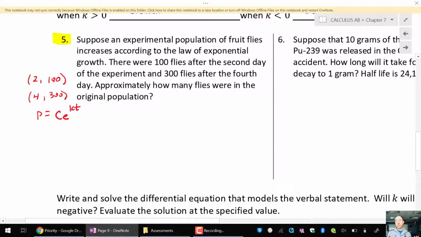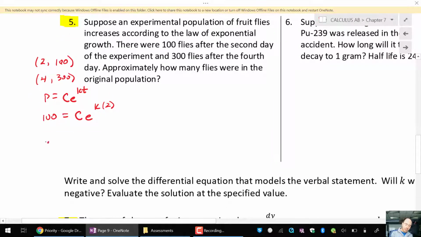and then at time 4 days later, we had 300 fruit flies. And so what I want to actually do here is set up a system of equations, and I can solve that system to solve for both of the constants. So here's what I might do first. We'll plug in the 100 for the population parameter. I don't know what C is yet, times e to the power of k times 2, because that took place on day number 2.